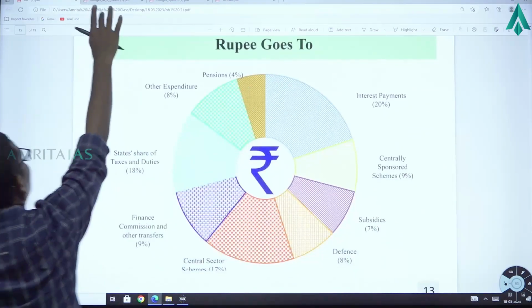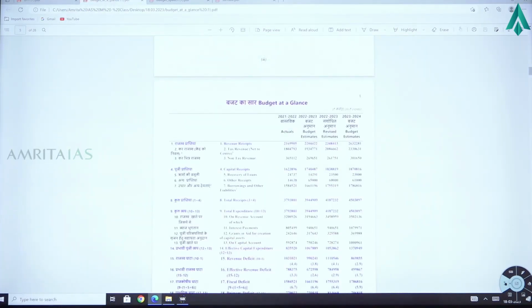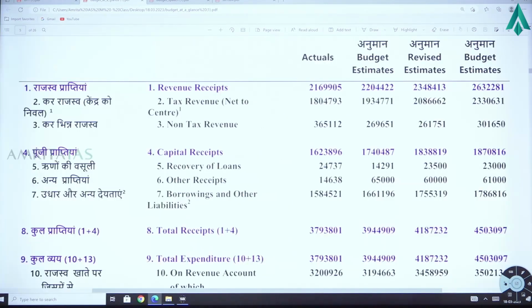So I'll go to this budget at a glance. I think you are all aware of this. I've already shown it to you when I was explaining the budget concept. What are the revenue receipts? First one is tax revenue, in brackets, net tax revenue. That means this is tax that exclusively goes to the union. You are collecting more than this. How much they are collecting, I will give later. But what is the net? Net to the union is how much?